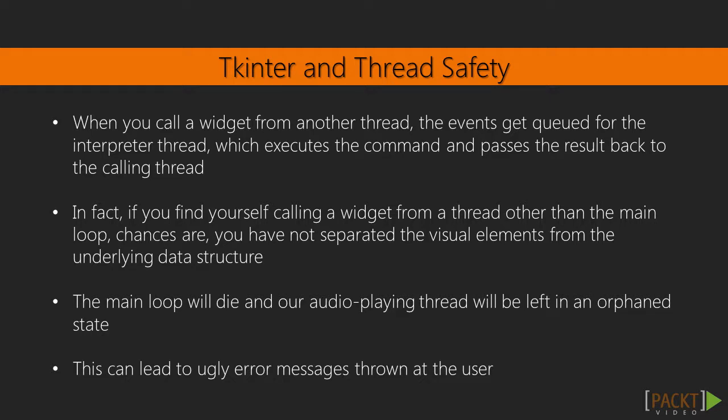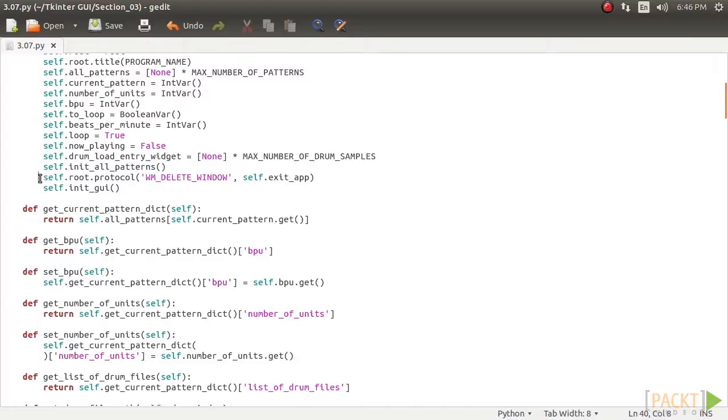Before we complete this iteration, let's take care of a small detail. What happens if a beat is currently playing and the user hits the close button on the window? The main loop will die and our audio playing thread will be left in an orphaned state. This can lead to ugly error messages thrown at the user. Let us therefore override the close button and stop the audio play before we quit the window.